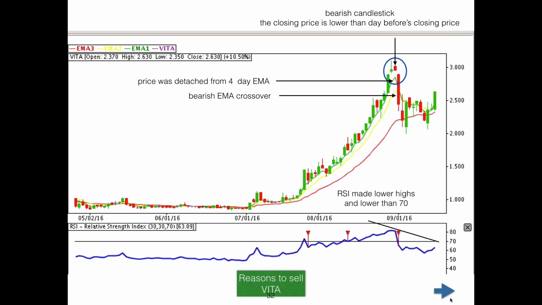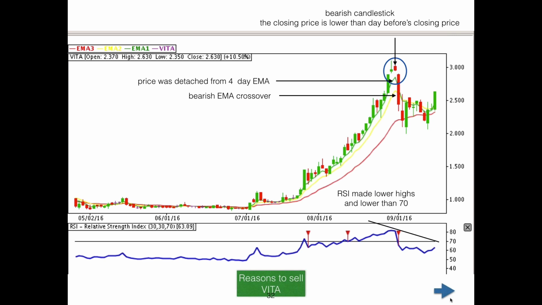First, there was a bearish candlestick. The closing price is lower than the day before. Therefore, this suggests momentum has slowed down. RSI made lower highs and dropped below 70. There was a bearish EMA crossover wherein the shorter-term moving average broke below the longer-term moving average. As you can see, the green line broke below the yellow line.